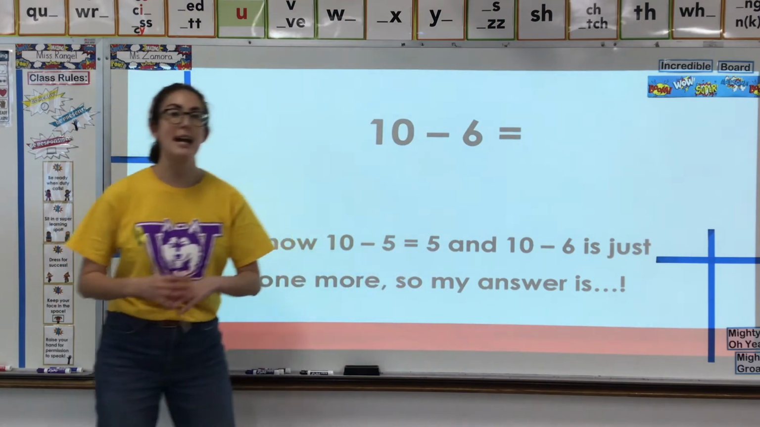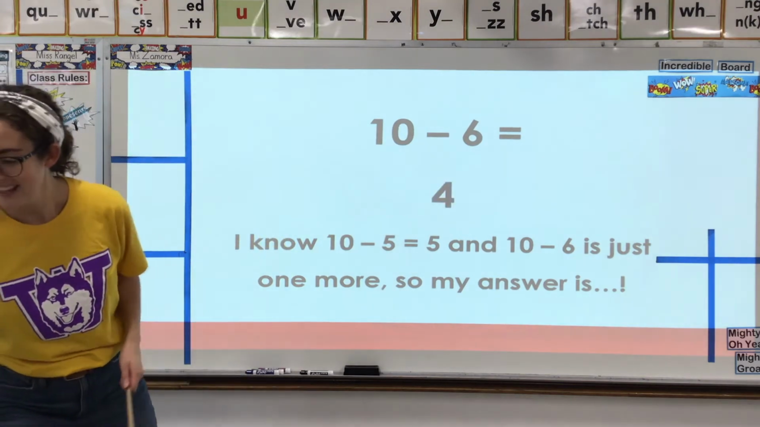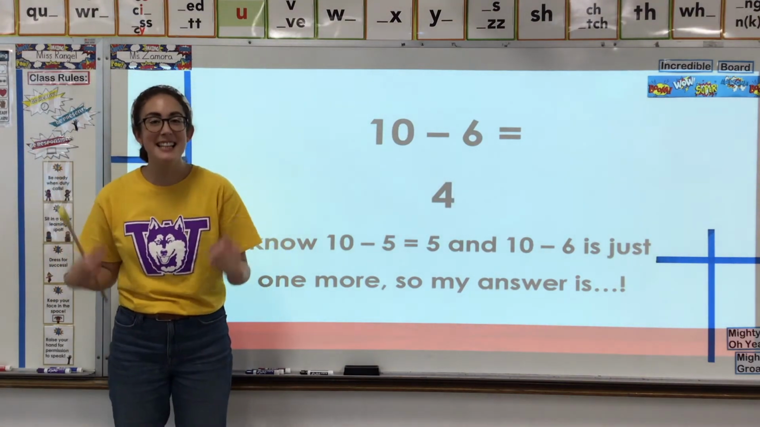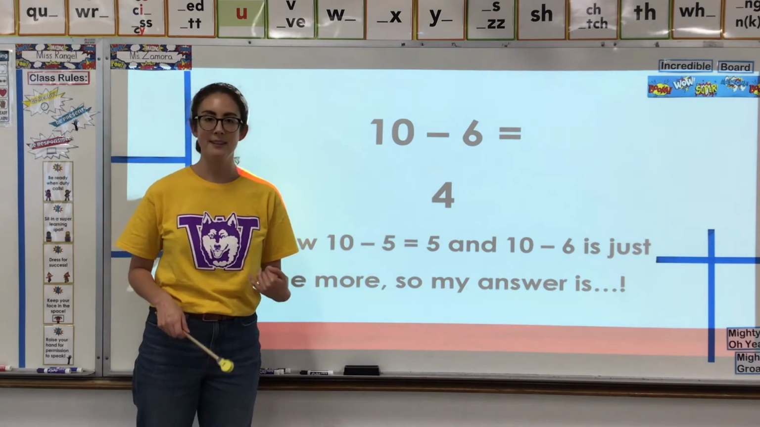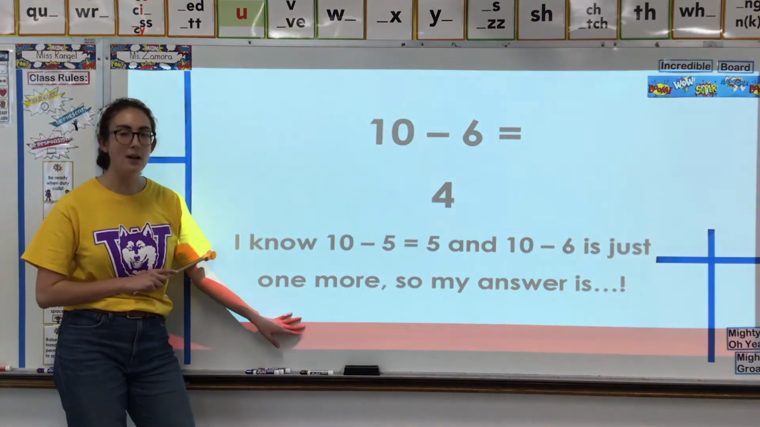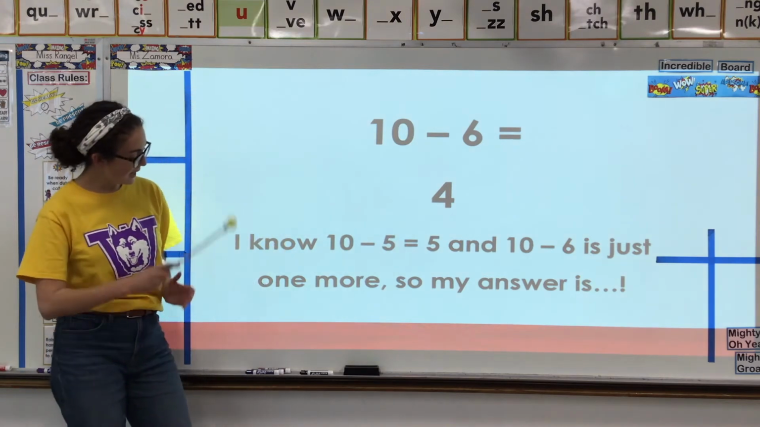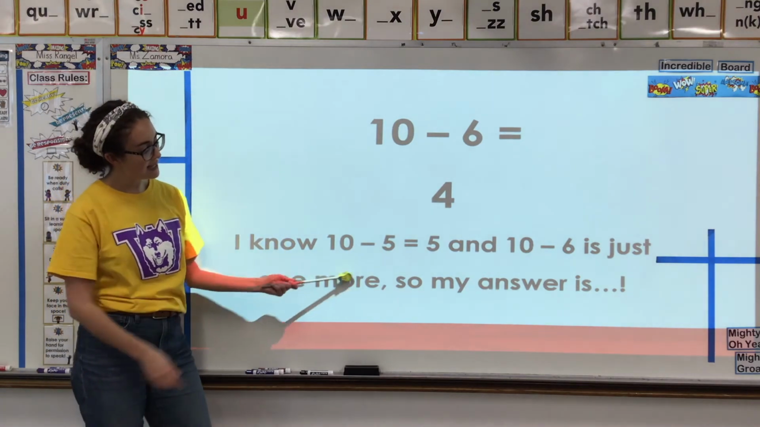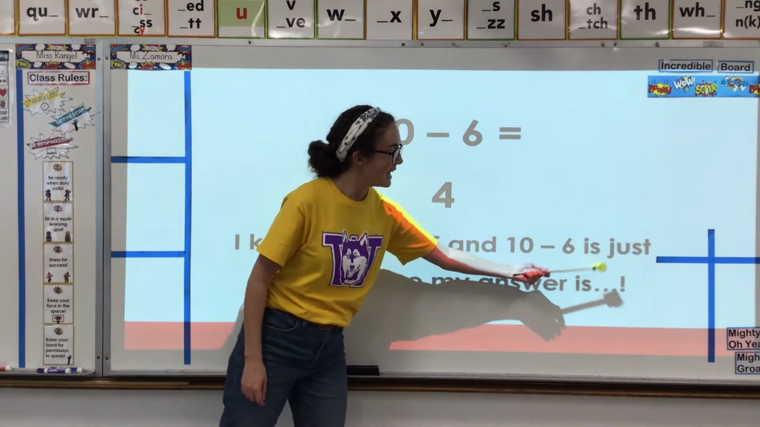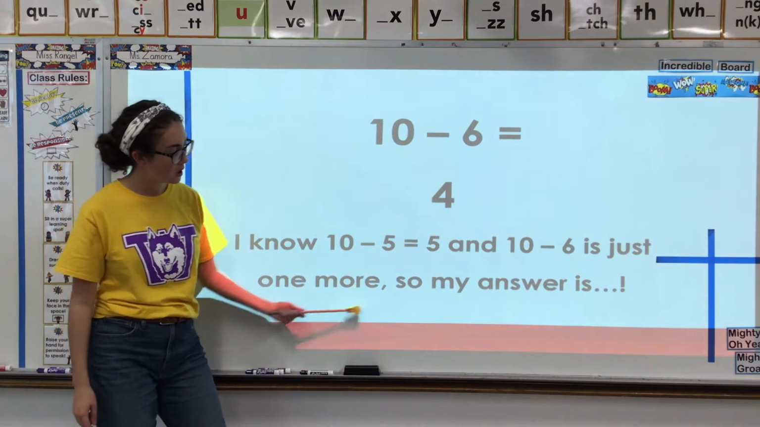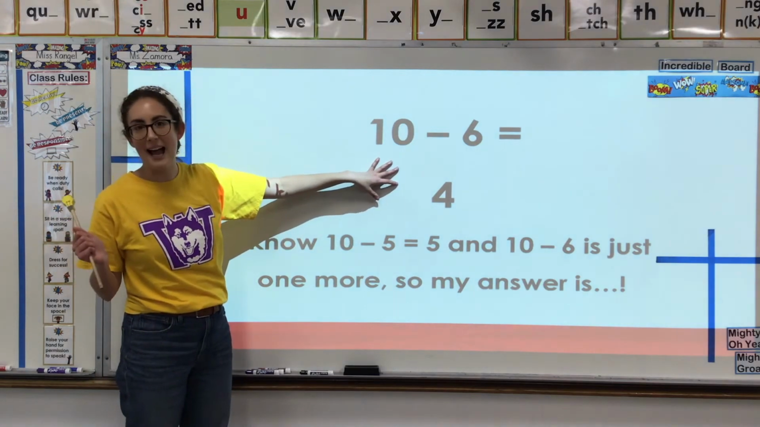So my answer is 4. Just 1 less, 4. Exactly. Good job. Okay, let's read this again all together, walking ourselves through those steps. We can say, I know 10 minus 5 equals 5, and 10 minus 6 is just 1 more. So my answer is 4, exactly.